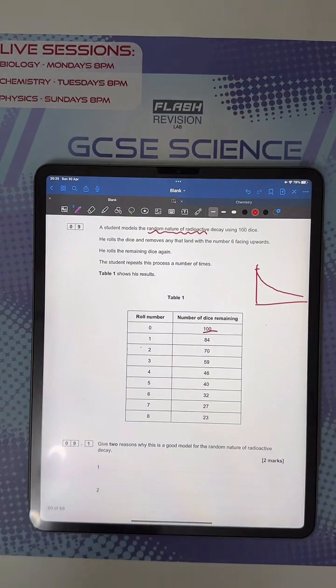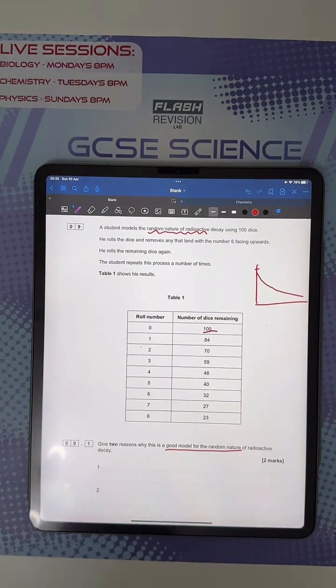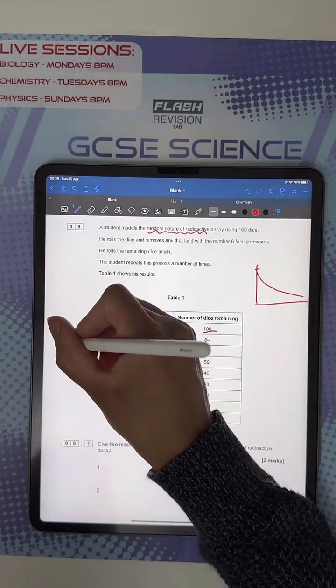So that's what this question is trying to explain. And it says, give 2 reasons why this is a good model for the random nature of radioactive decay. So radioactive decay, there's 2 words we can use to describe it. One is random.